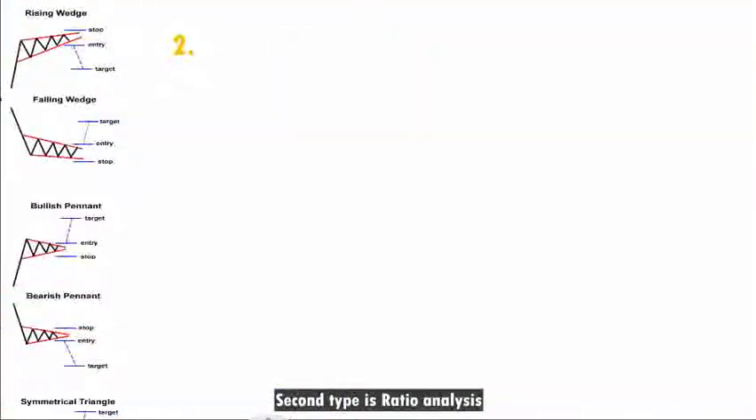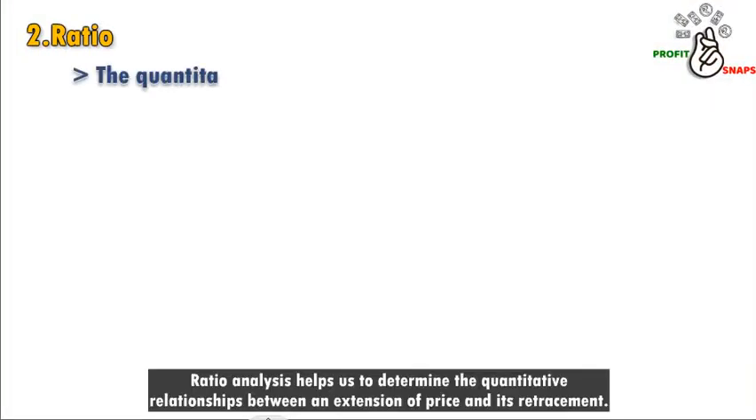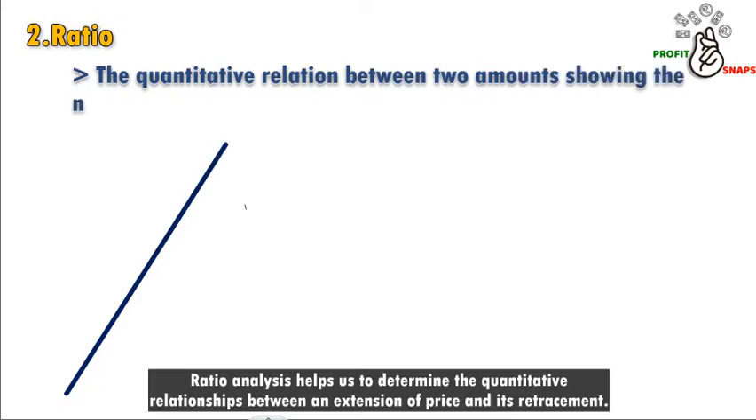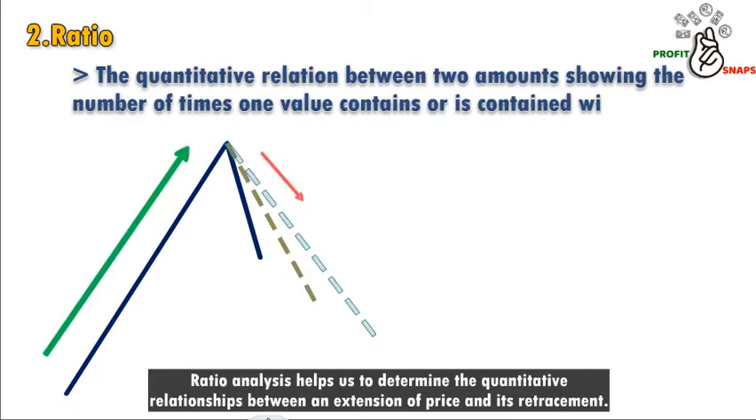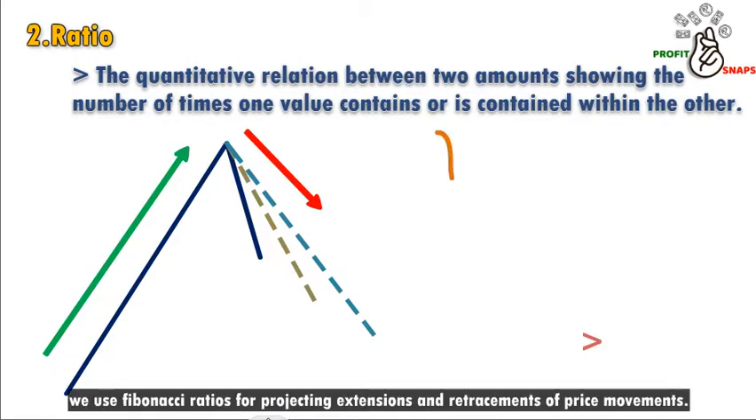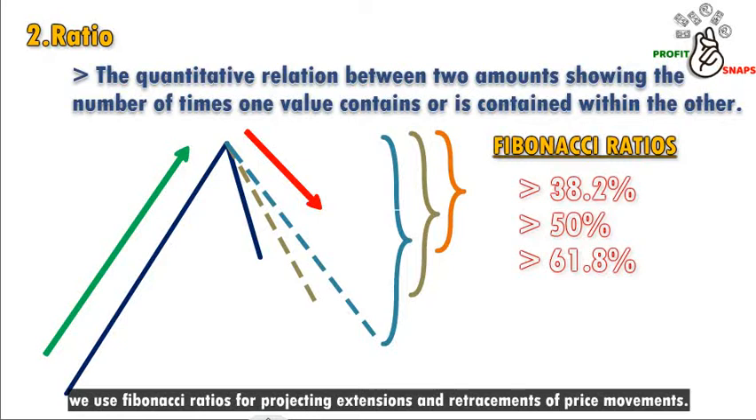Second type is ratio analysis. Ratio analysis helps us to determine the quantitative relationships between an extension of price and its retracement. We use Fibonacci ratios for projecting extensions and retracements of price movements.